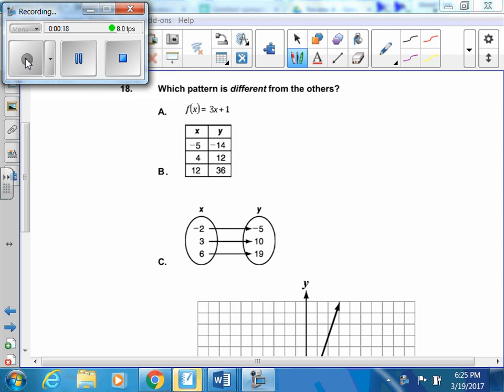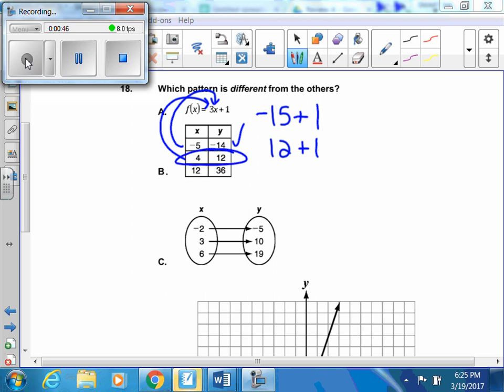Let's try to take -5 and plug it in for x and see if we get out -14. So you take 3 times -5. That's -15 plus 1 is -14. We do the same thing with 4 and 12. Plug in 4 for x. If you plug that in up here, 4 for x, 3 times 4 is 12, and then 12 plus 1 is 13. So I'm questioning, there's some issue here.